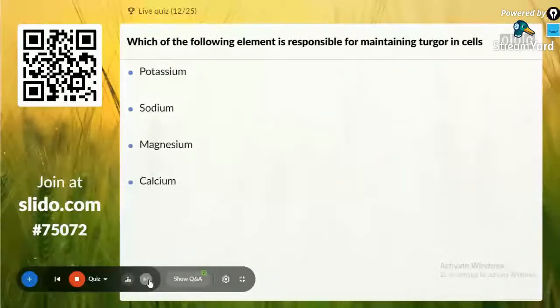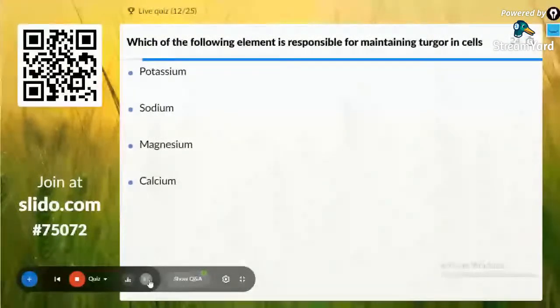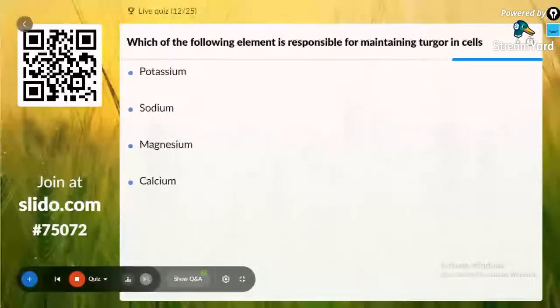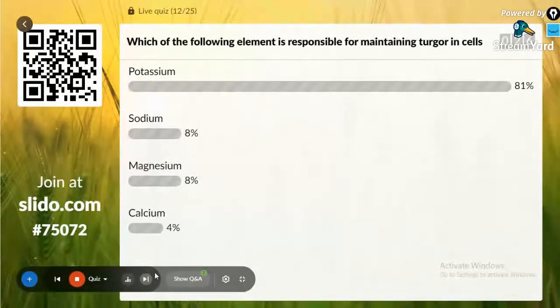Next question. Which of the following elements is responsible for maintaining turgor inside the cells? Option A, potassium, sodium, magnesium, calcium. I am getting option D from Vinit Sonman. Option D, calcium. No, not responsible.